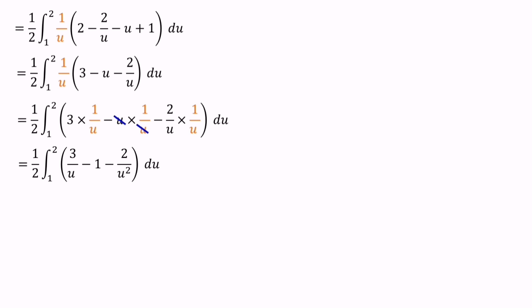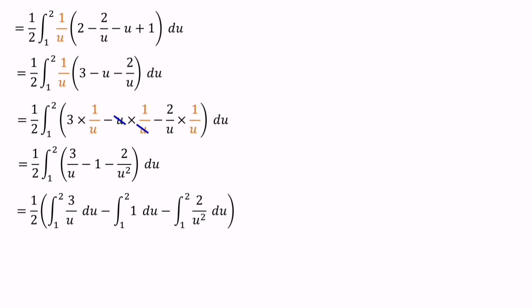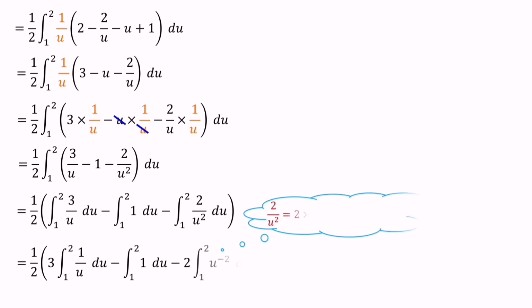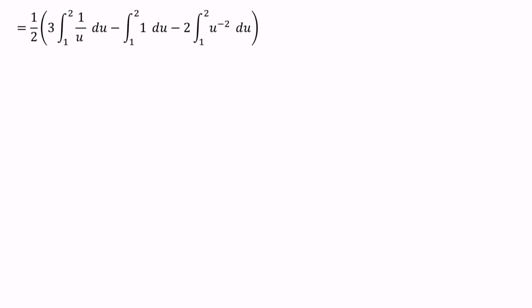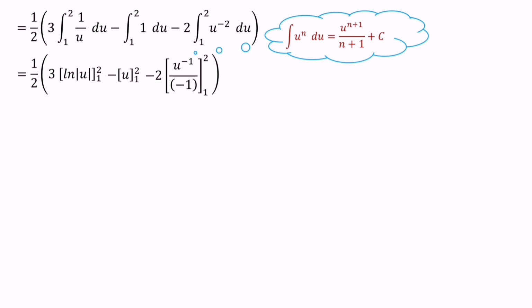Now we can consider the integral sign separately. Next, we can bring the constant value outside of the integral. Then we have 3 integral 1 over u minus integral 1 minus 2 integral u to the power of minus 2. The integral of 1 over u is equal to ln modulus u. The integral of 1 equals u. The integral of u to the power of minus 2 we can write as u to the power of minus 1 over minus 1.